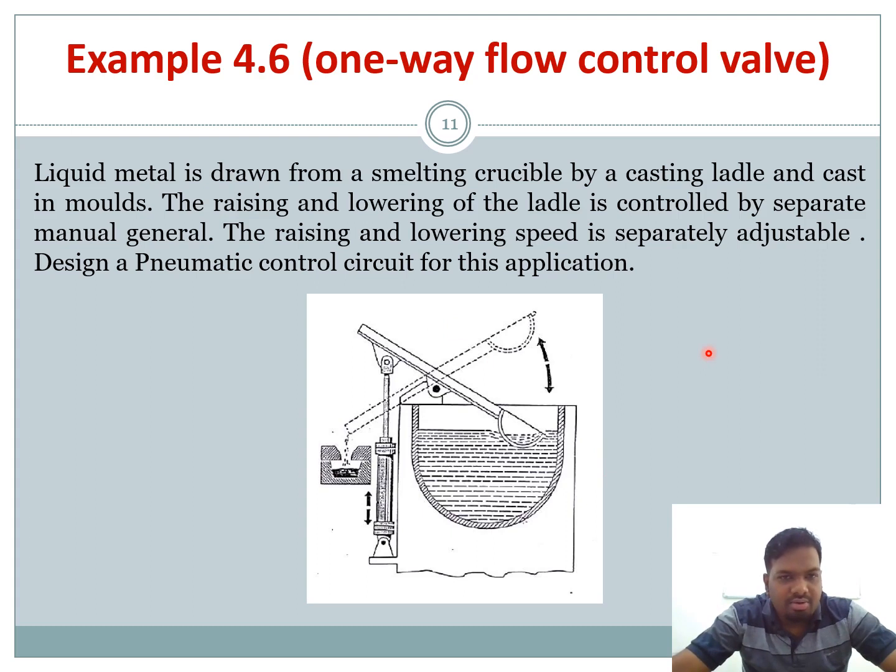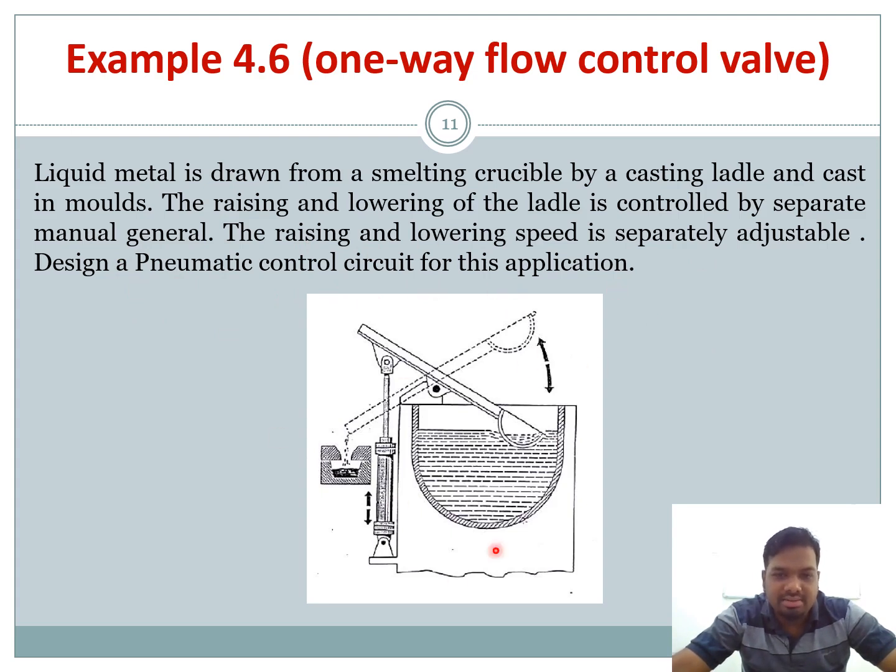Okay, liquid metal is drawn from a smelting crucible by a casting ladle and molds. The raising and lowering of the ladle is controlled by separate manual valves. The raising and lowering speed is separately adjustable. So design a pneumatic control circuit for this application.